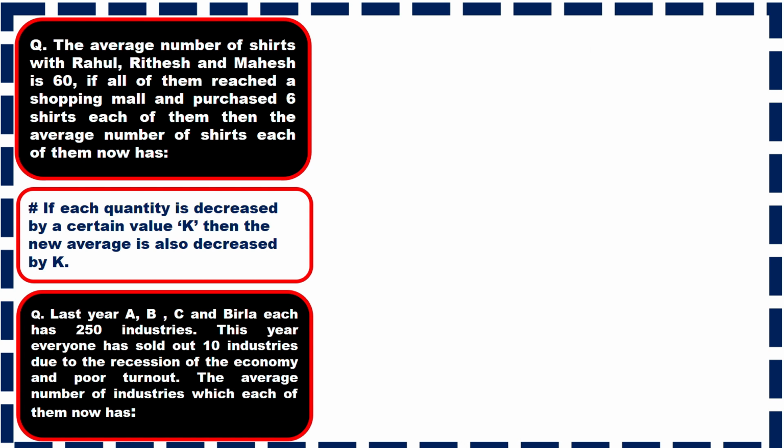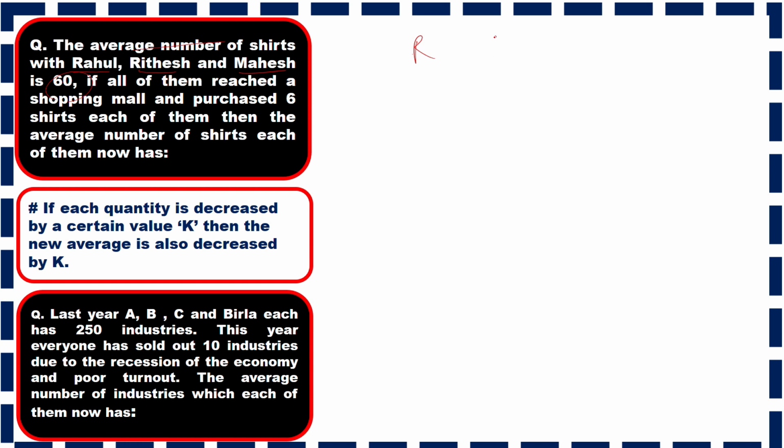If all of them reached a shopping mall and purchased 6 shirts each, then what is the average number of shirts each of them now has? So what was the old average? The old average was 60. Why? Because the average number of shirts with these 3 guys is 60. So each of them has 60.